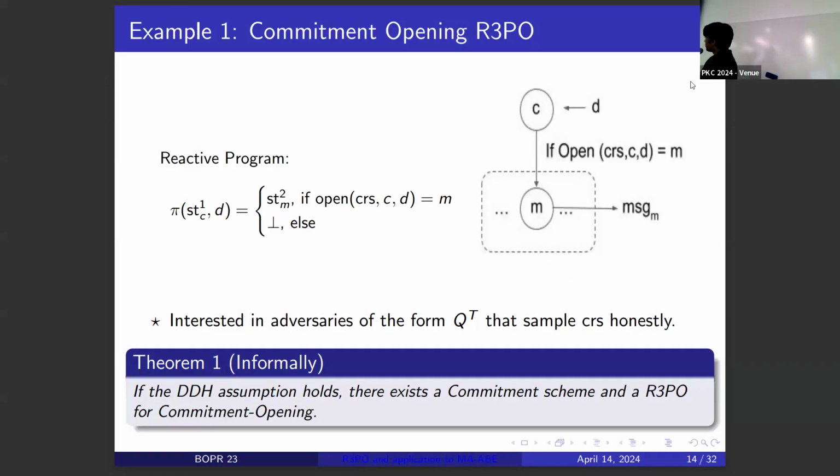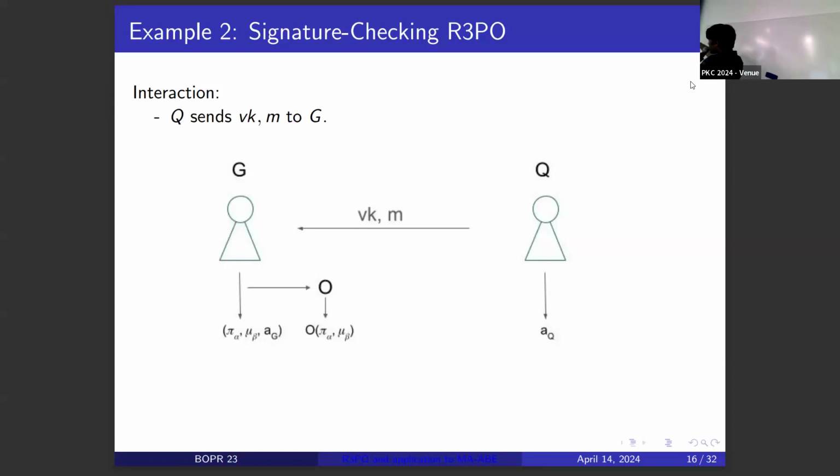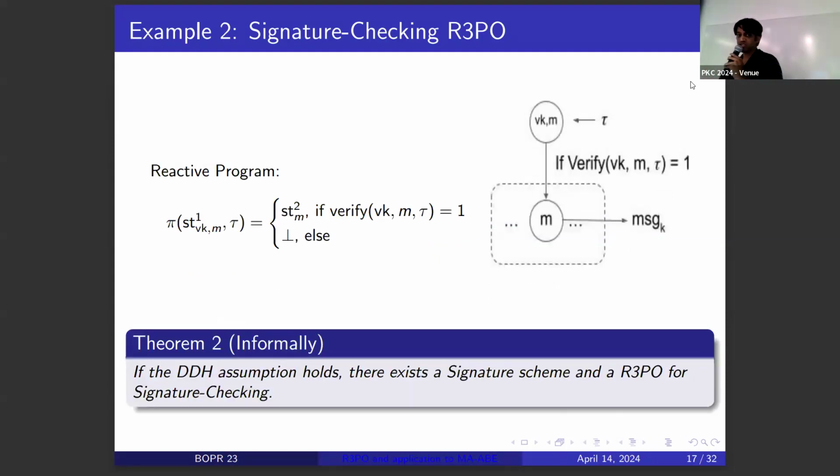So our first result is that if you assume DDH, there exists a commitment scheme and an R3PO for commitment openings. Very simple program obfuscation: you hardwire the commitment, and if you give the right opening, it releases. Think of another example, signature checking, where the interaction is simply Q, the adversary, giving out some verification key VK and message M. It could even be a bogus verification key, doesn't matter. The program says I'll release the secret if you give me a valid signature for this verification key and this message. Again, a very simple program. We show that if the DDH assumption holds, there exists a signature scheme and an R3PO for it.